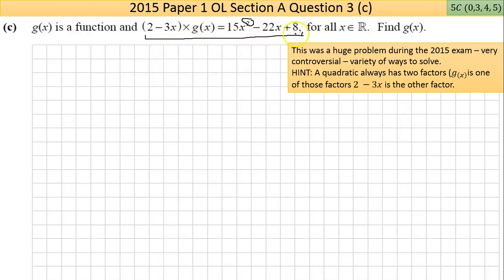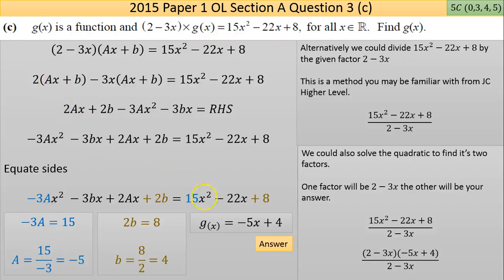There's a whole pile of ways of approaching this question, and no, some are not better than the other. But I know from knowledge of quadratics that a quadratic always has 2 factors. When you multiply those 2 factors together, you get the quadratic. So one way of doing this would be to solve this quadratic. Whatever answer you get, one should be this factor here. The other answer should be the second factor, the unknown factor. That's one method.